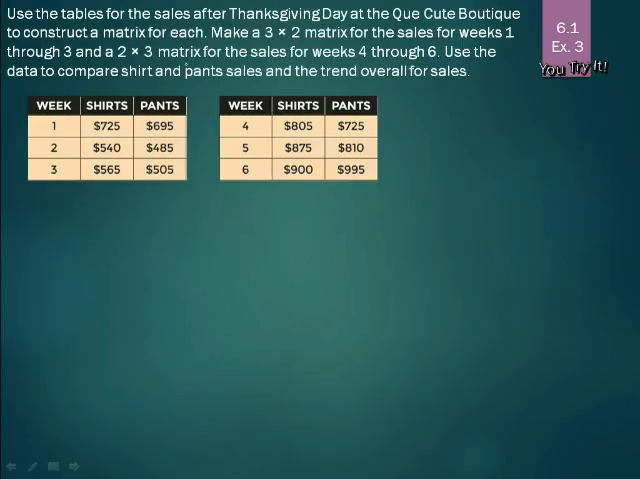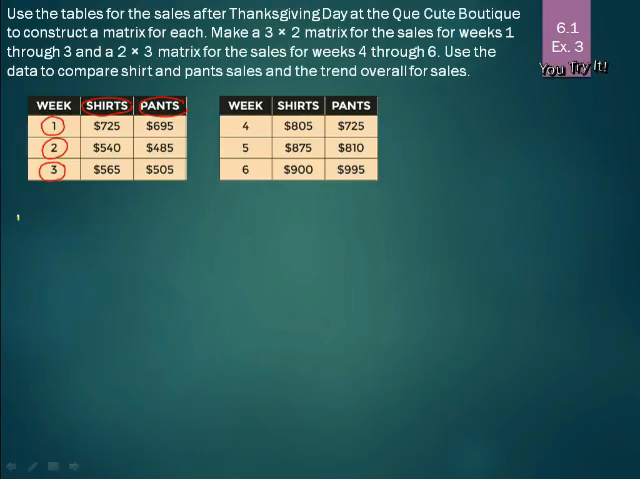Alright, so let's first make the 3 by 2 matrix. And so this is for weeks 1 through 3. So if it's 3 by 2, we need to have 3 rows and 2 columns. And that works out pretty well from our table we have. We could use the first category as week 1, and then 2, and then 3 for our rows. And then we could have shirts and pants for our columns.